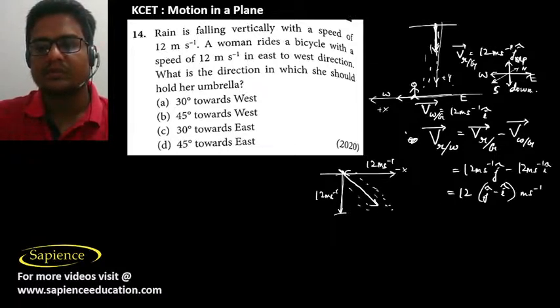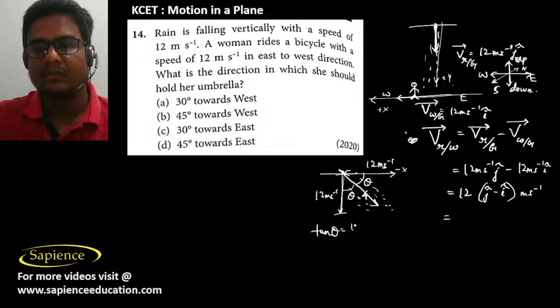So I can say that the angle theta it makes with the horizontal or with the vertical is the same, which is 12 by 12. So tan theta is equal to 12 by 12, which is 1. So theta is 45 degree.